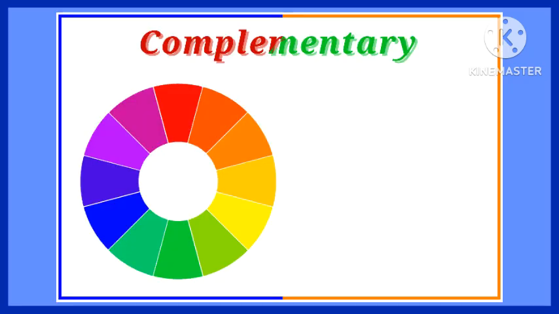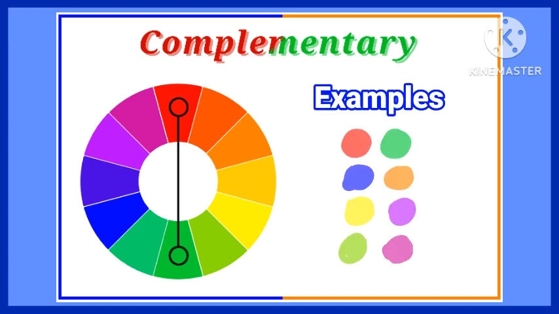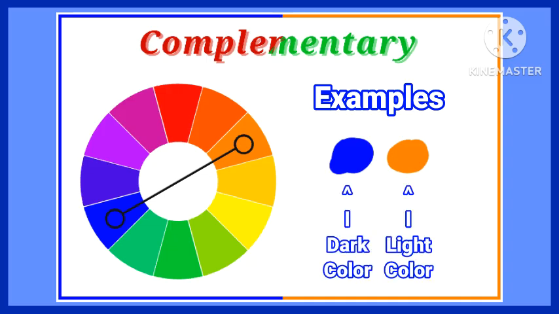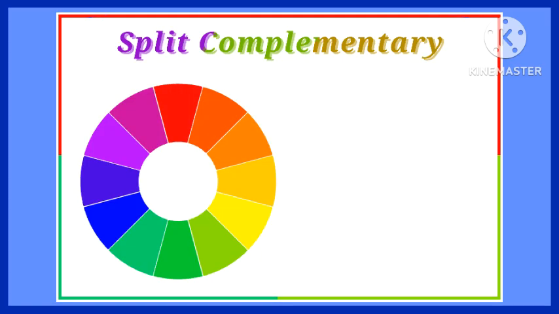Complementary. Complementary is the next one, where you use 2 colors that are exactly opposite of each other on the color wheel. For example, if I use blue, then the opposite side of blue is orange. You could determine which color can be your light color and your other color can be your dark.